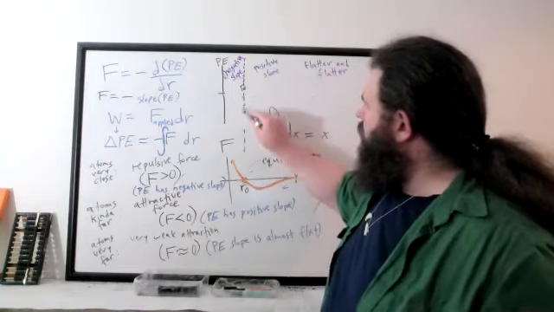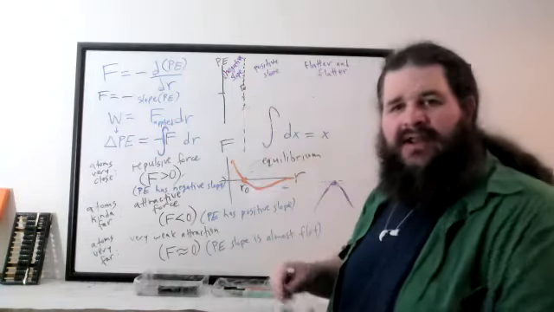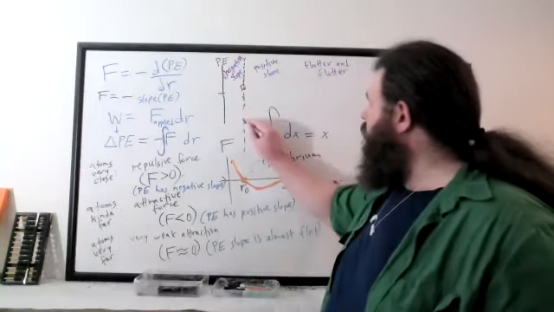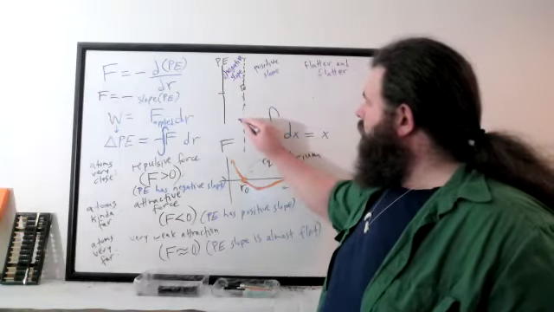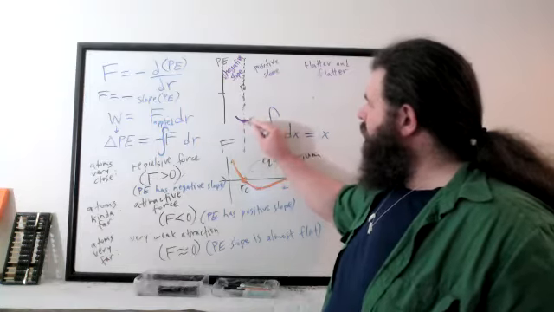We know that at r equals R0, we're going to have a lowest possible value, a minimum, a turning point. It's got to be flat there. To the left, it's going to have a negative slope. To the right, it's going to have a positive slope.